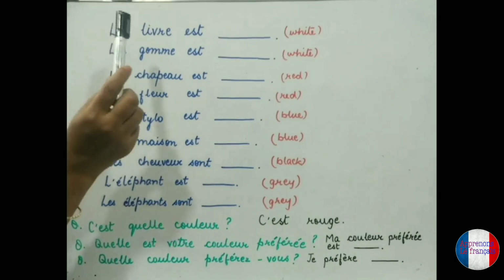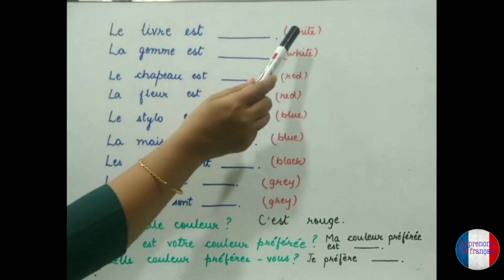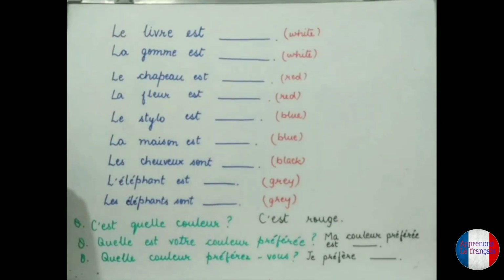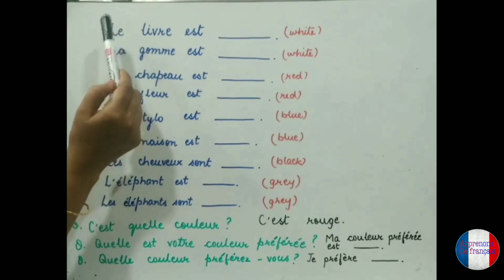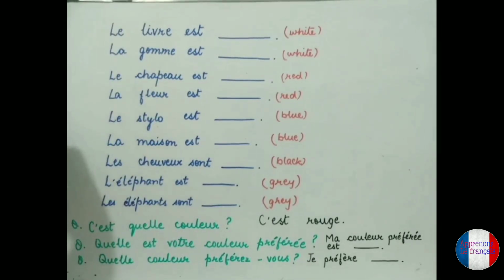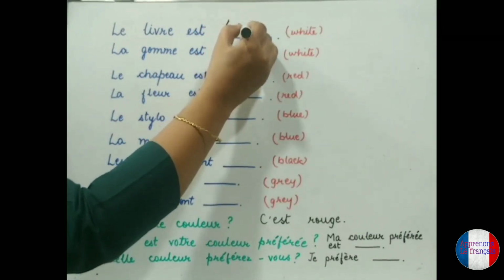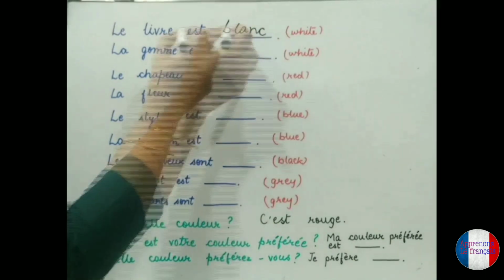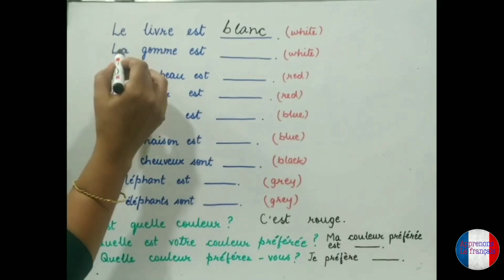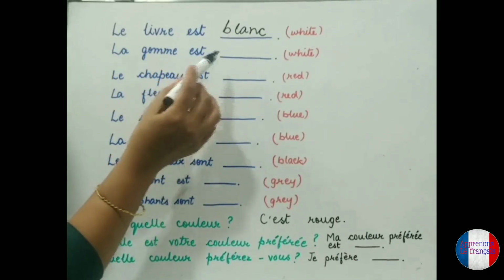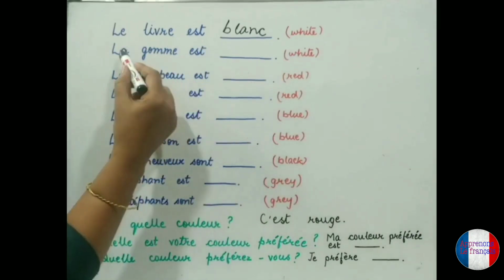So the first sentence here is le livre est, and you have to fill the color, and that is white. Okay, and livre here is masculine. This is again having a connection with the topic which we did in our last lesson. Okay, so the white, as I told you, in this lesson only, it is blanc and the feminine is blanche. Okay, now which one should we put here? Because the livre is masculine, so it will be le livre est blanc. The book is white. Now in the second one, la gomme est, and again you have to fill in the same color. Okay, and now this is feminine.